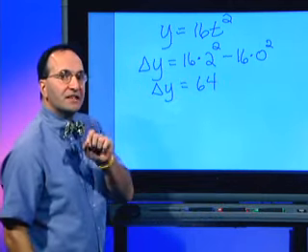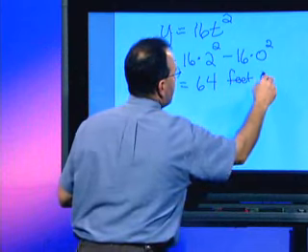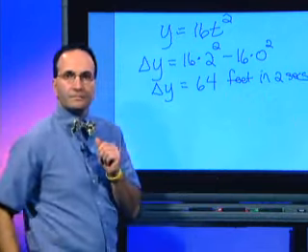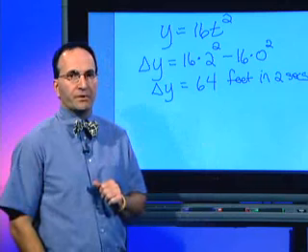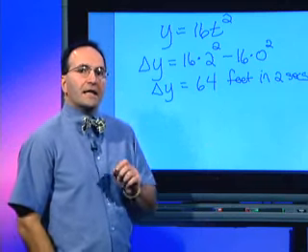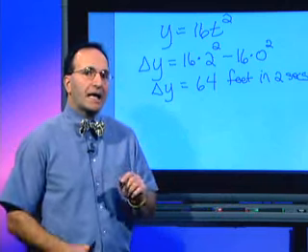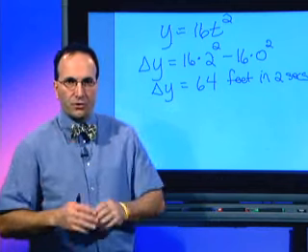And that's 64 feet in 2 seconds. That reduces to 32 feet per second. Let's see what we could do if we wanted the speed of that rock in that example at the very instant of 2 seconds.